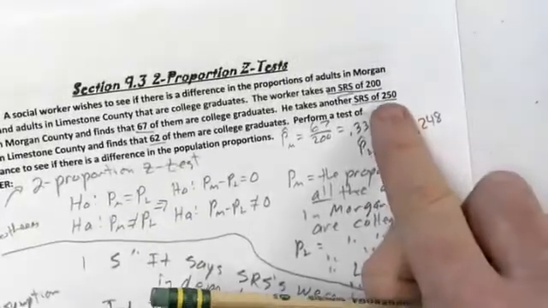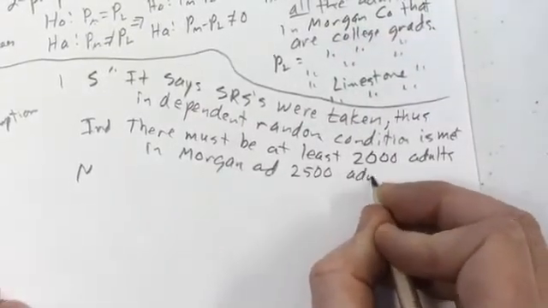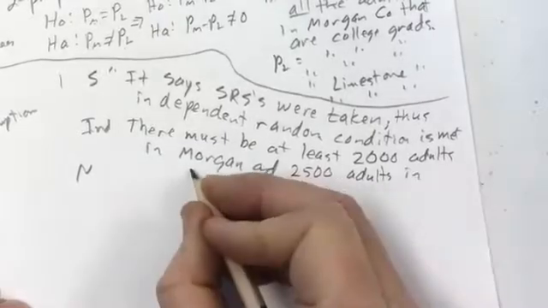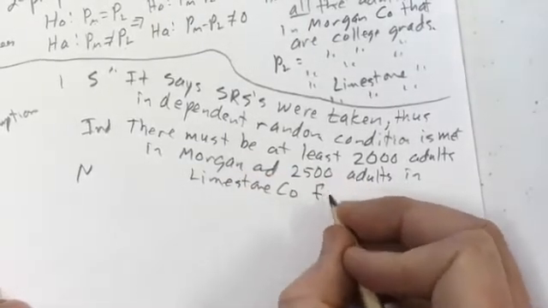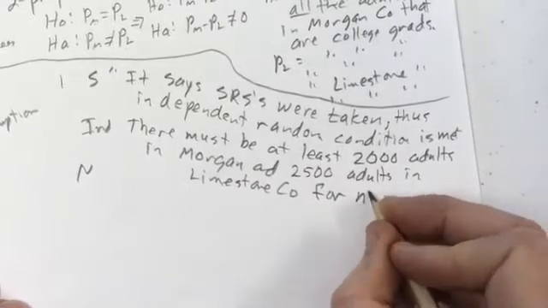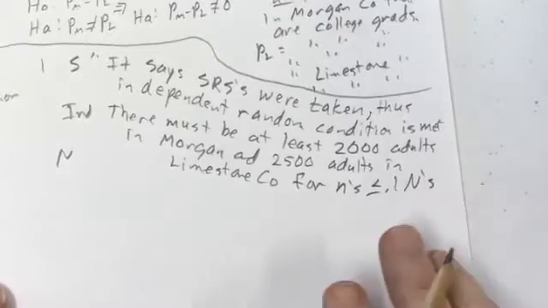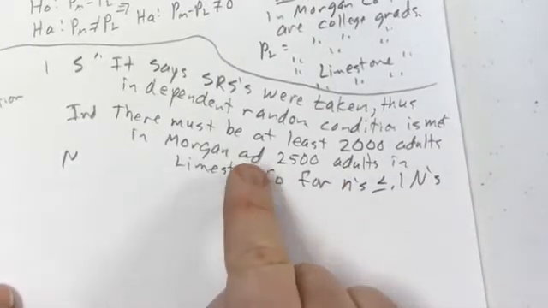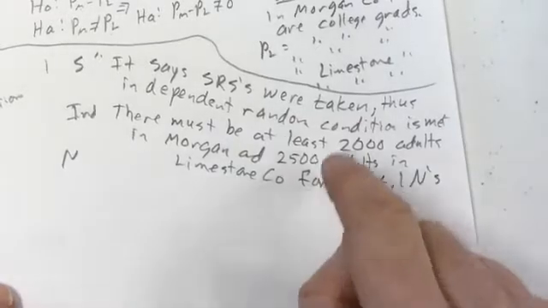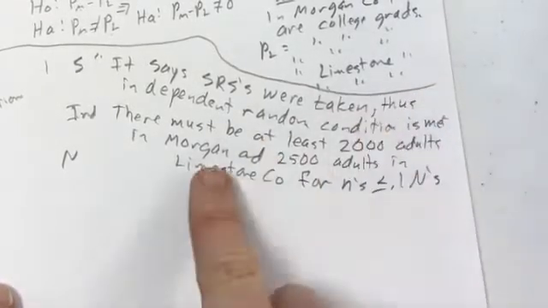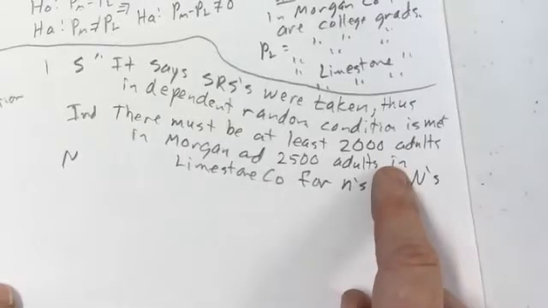And 10 times that, so that'd be 2,500 adults in Limestone County. For our little n's, plural, less than or equal to 0.1 times our big N's. Okay, if that's true, that ensures we can use the formula for the standard error. Please know that fact, okay? Please know the why behind these things. The randomness prevents bias. This ensures that we can use the formula for the standard error.